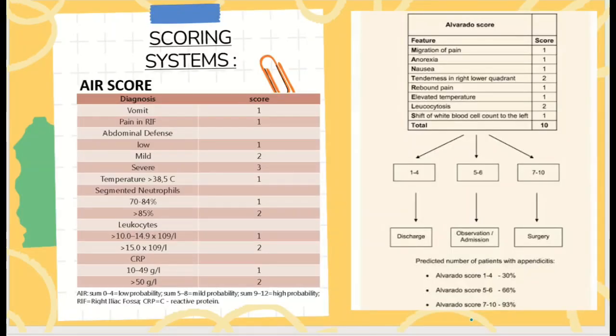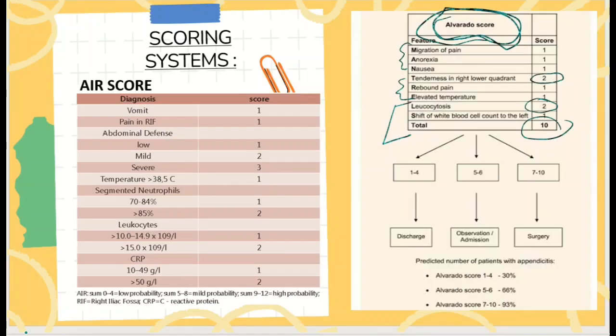In case of appendicitis, the most commonly used is Alvarado score. So what is Alvarado score? In Alvarado score, we see the symptoms of the patient, then signs, and also lab investigations. Total score is 10. Tenderness in the right lower quadrant and leukocytosis, score is 2. For others, we give score 1.